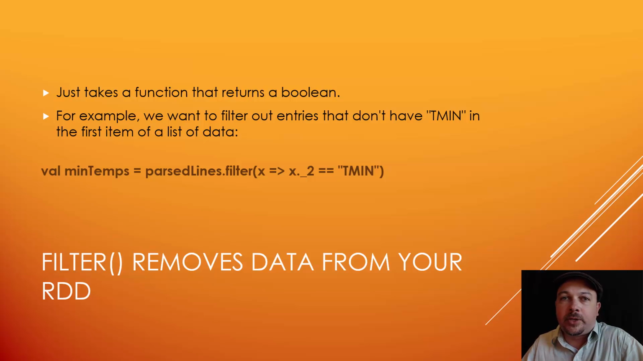Now, filter functions are pretty straightforward. You just pass in a function that returns a Boolean value, and that Boolean true or false value dictates whether or not a given row in an RDD gets retained or not. If it fails that condition, then that entry is discarded from the RDD.